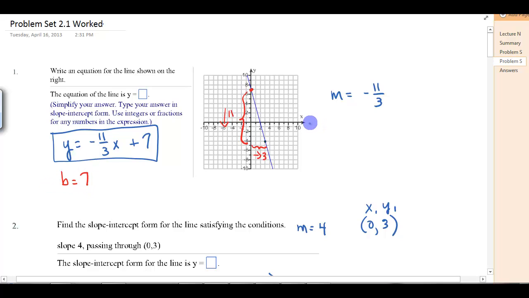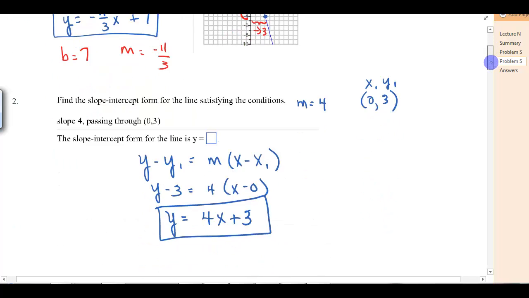The slope we figure out by how many did we go down and how many did we go over. If we go down, it's always a negative. So we went down 11 units and we went over 3 units to get to this point here. So our slope would be negative 11 thirds. And so we can write that in our equation, y equals negative 11 thirds x plus 7.